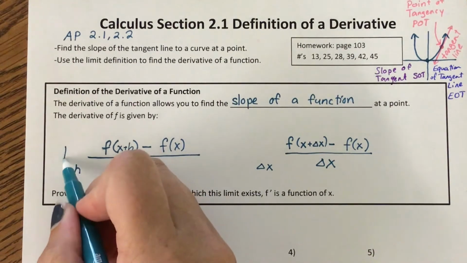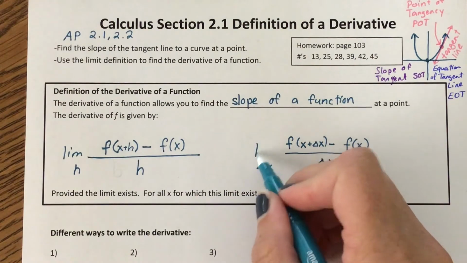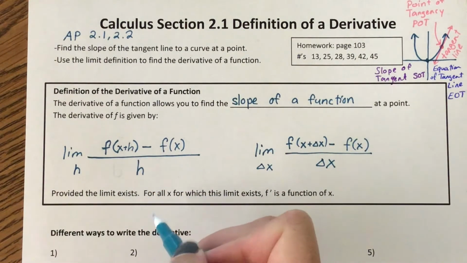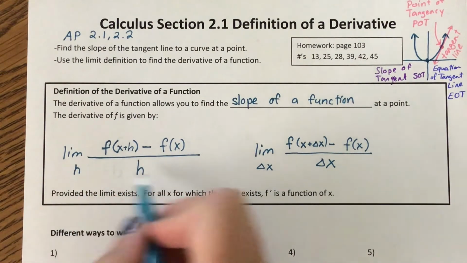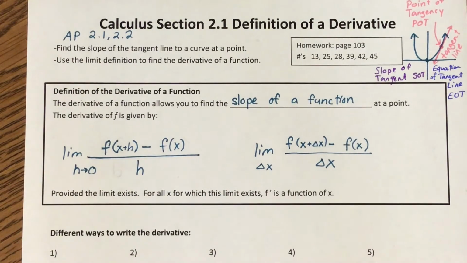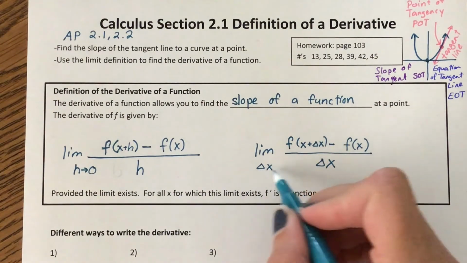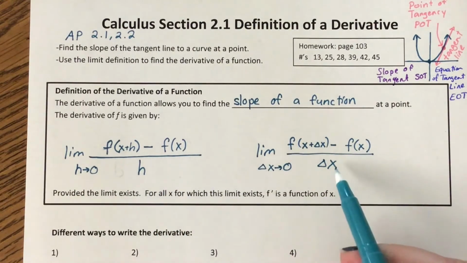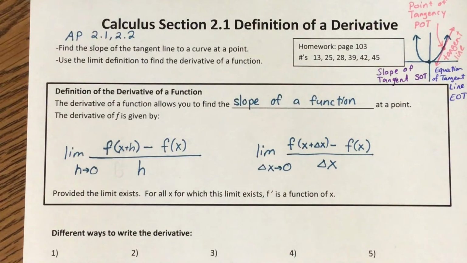We're going to take the limit of these fractions as h, which is the distance between your two points, your two x values, goes to 0. We want our two points to be so close together that we're not actually doing two separate points. We're doing one point. So over here, limit as change in x goes to 0 as well. The distance between your x values gets really, really close to 0.